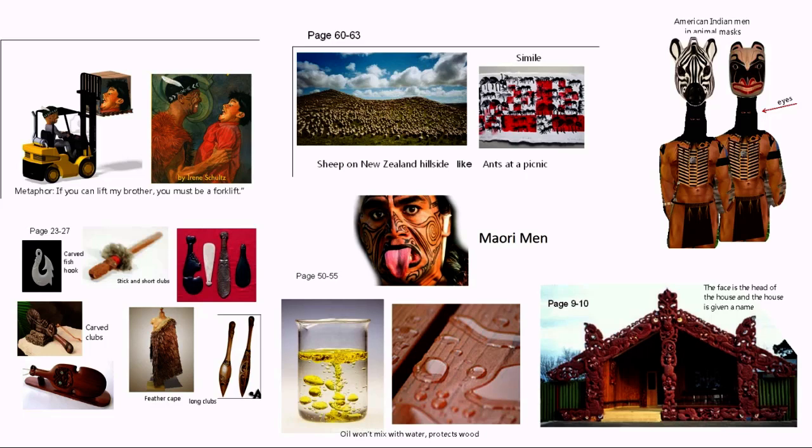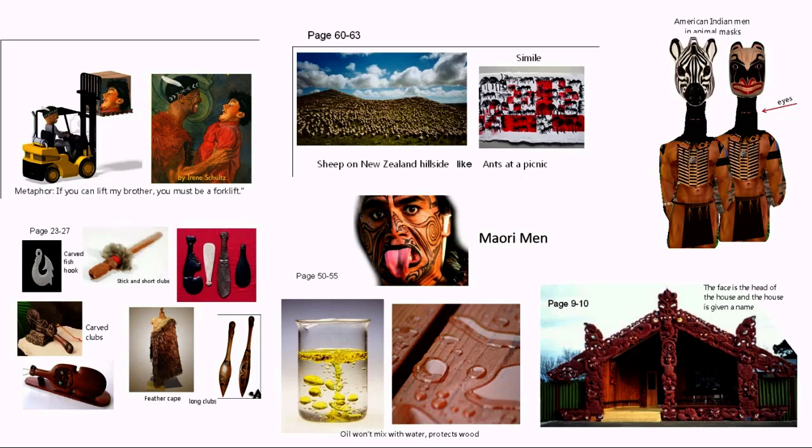If you can lift my brother, you must be a forklift. So we've got the picture of the man actually lifting up Sammy, and then we've got the picture of the forklift. What does that mean? Well, my brother Sammy is a pretty heavy little guy, so if you can lift him up, then you must be strong like a forklift.